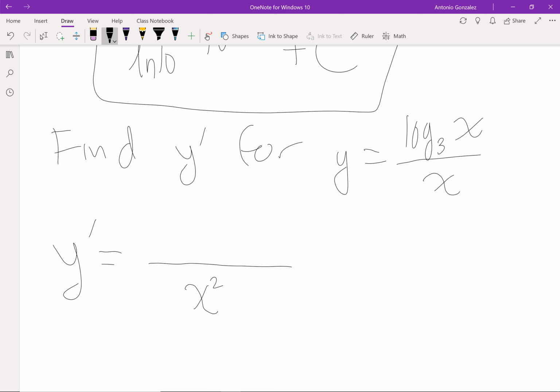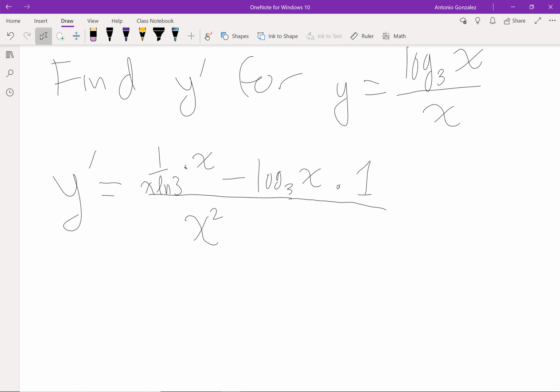All right, and then in the numerator, we'll say the derivative of the log, which I know is 1 over x ln of 3. Leave the x there, and then minus, leave the log base 3 of x, and then times the derivative of x, which is just 1.